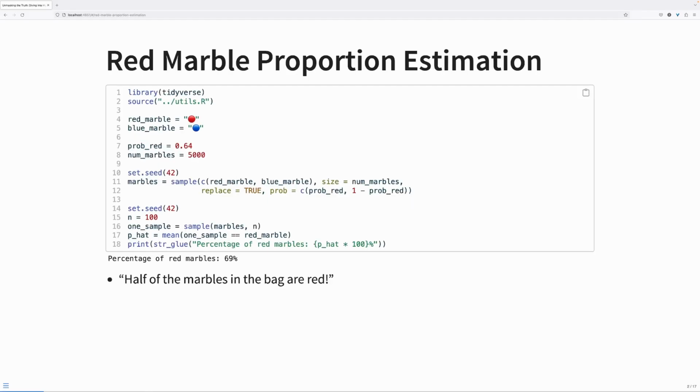At the end of our last video, we had a claim from your friend. So half of the marbles in the bag are red. And then you decided to verify his claim. But how? So let's enter the world of hypothesis testing.